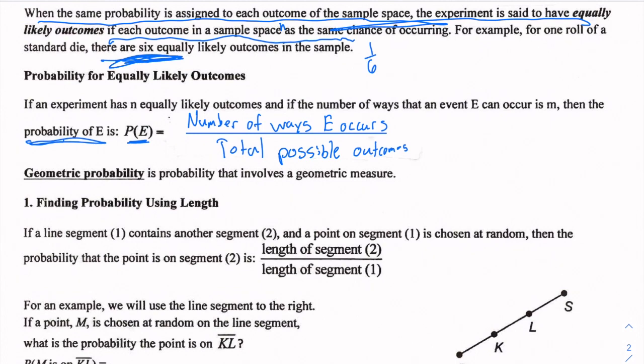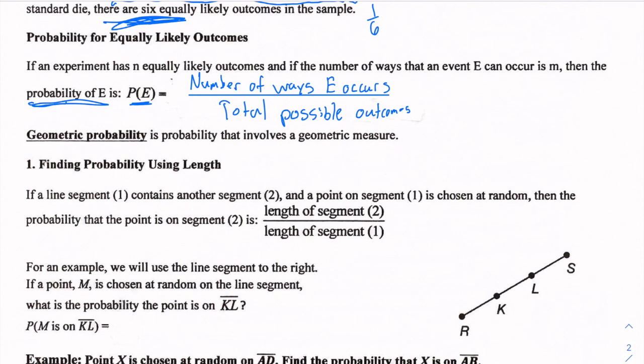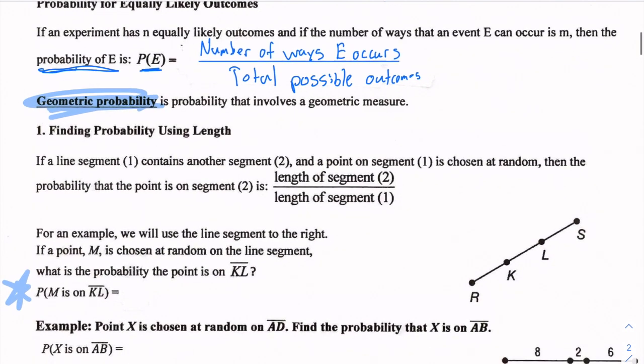Now, just knowing that, let's switch gears to geometric probability. We just add our geometry stuff here. We're going to talk about two-dimensional stuff first. So a segment. Looking at this example, the probability that a point is on KL. Where's KL? This is KL. So what are the chances of that?